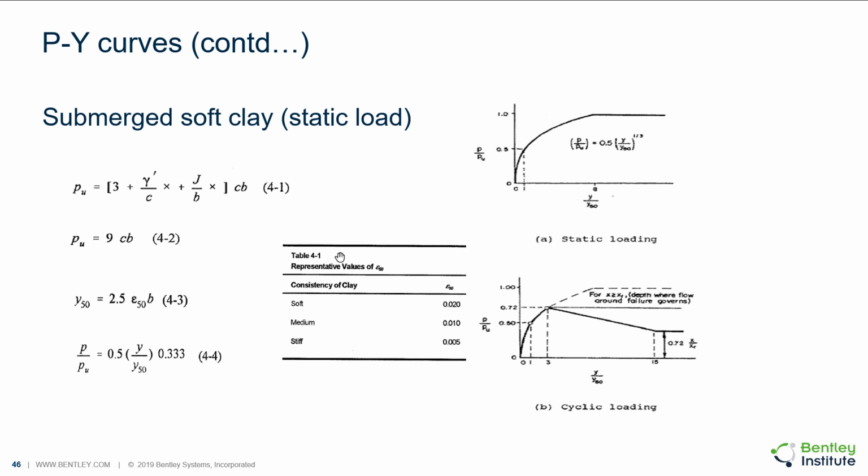Deflection Y50 at half of the ultimate soil resistance is computed as per the equation 4-3. Epsilon 50 is the strain computed at half of the maximum principal stress and is taken from table 4-1. Eventually, the PY curve is generated based on the equation 4-4. All of these equations are for static loading case and is shown in figure A. Similarly, the figure B shows the PY curve for cyclic loading.